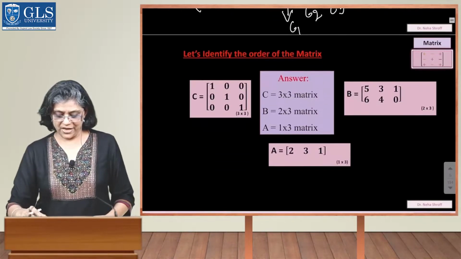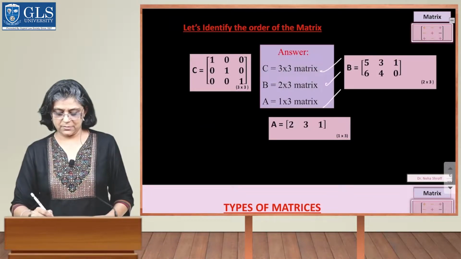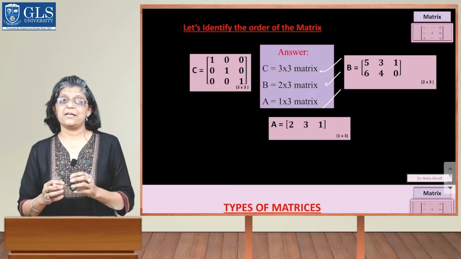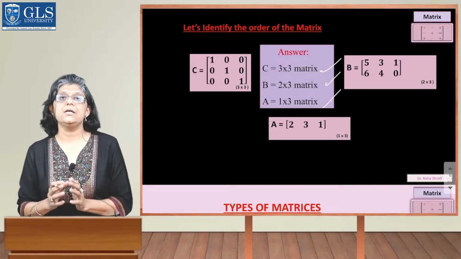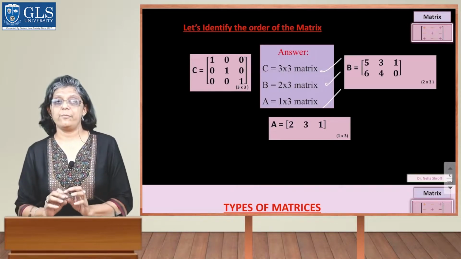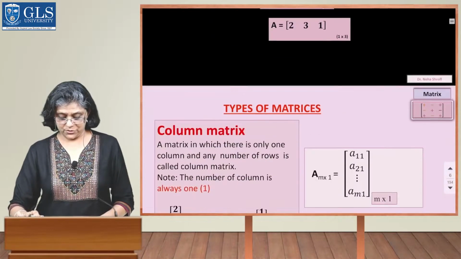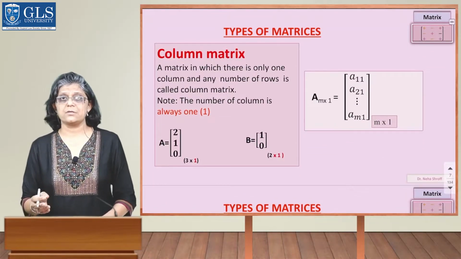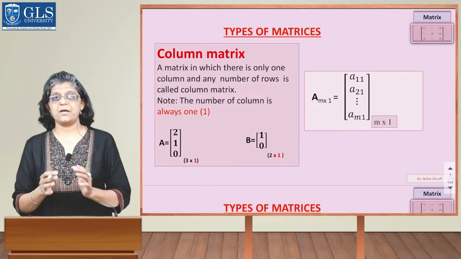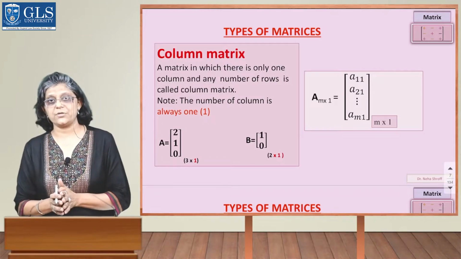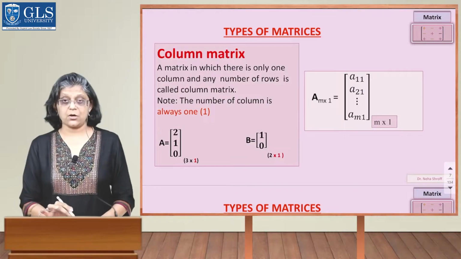Let us move and check whether my answer is correct. Perfectly correct. If you know the order, there are many more sums which are based on the order. So you need to understand the base of matrix, that is the order of the matrix. There are many definitions for matrix, like the number of the matrix, the elements of the matrix, the size of the matrix. So let us first understand the column matrix.